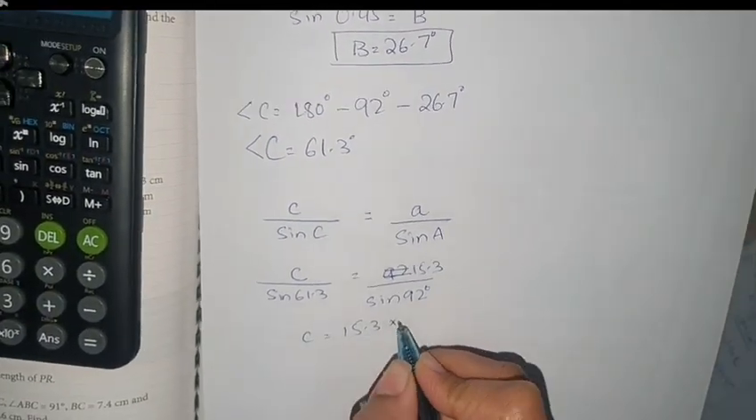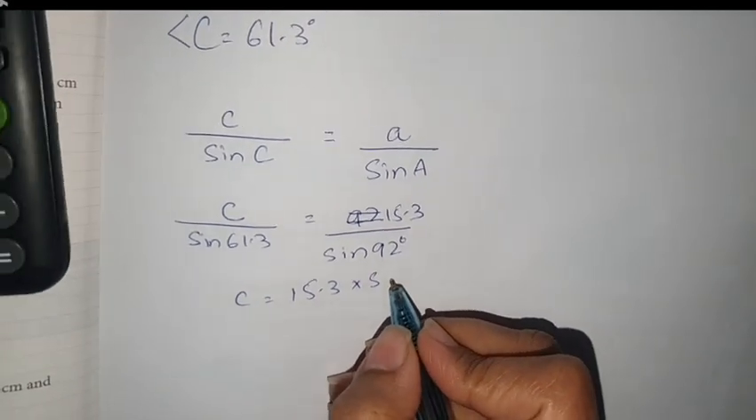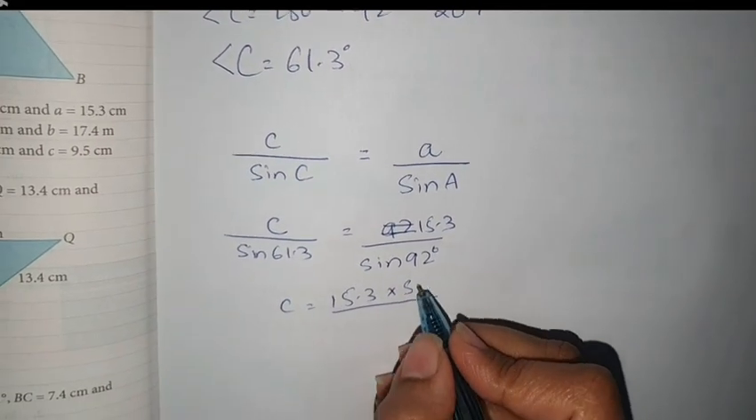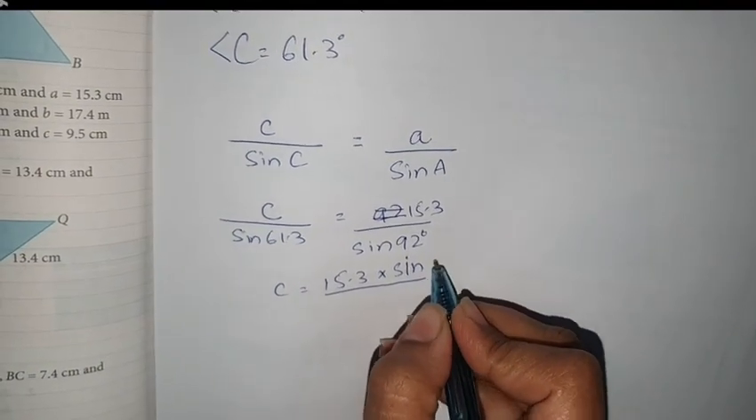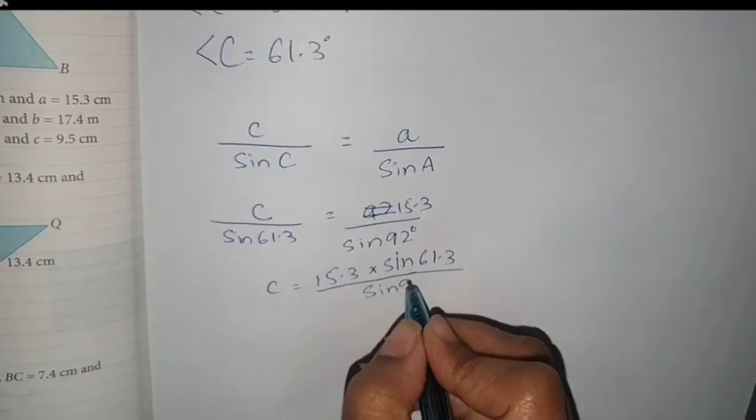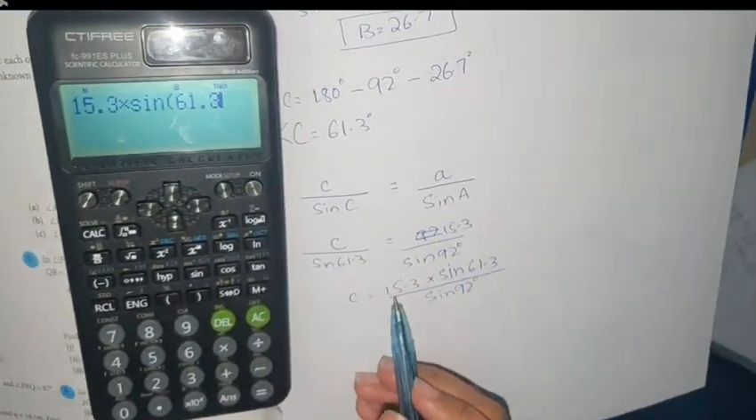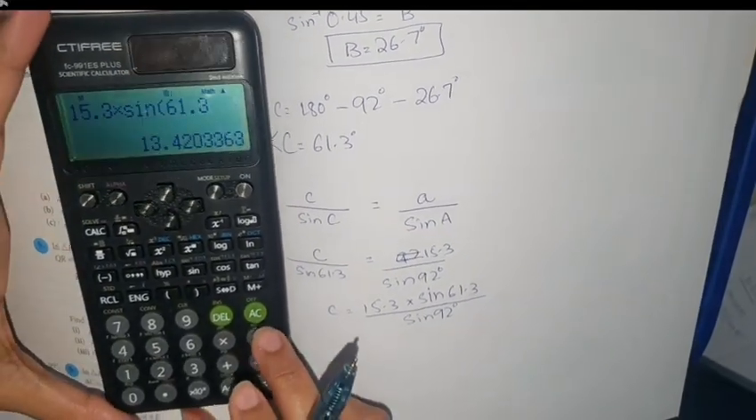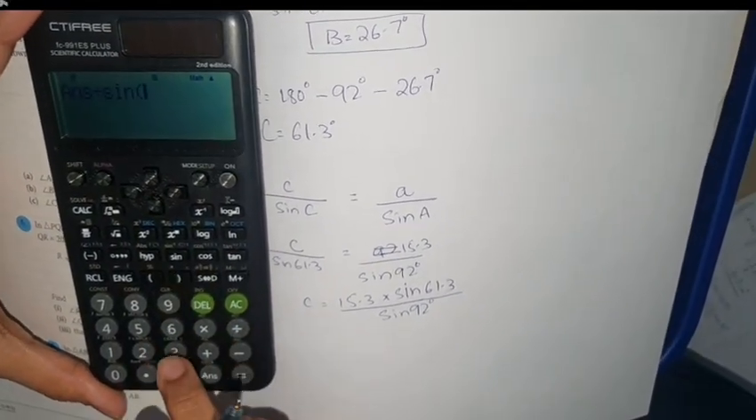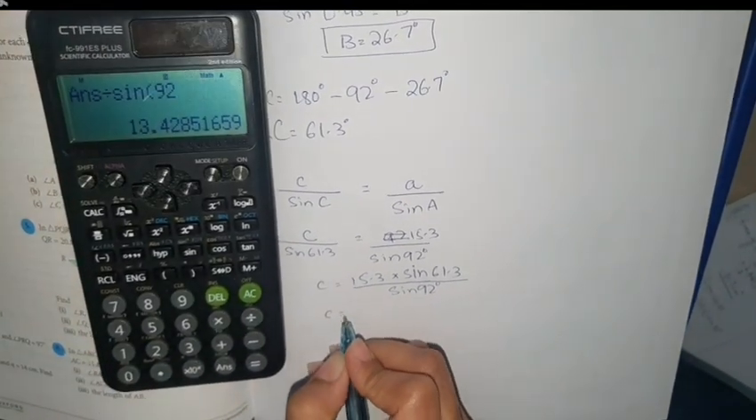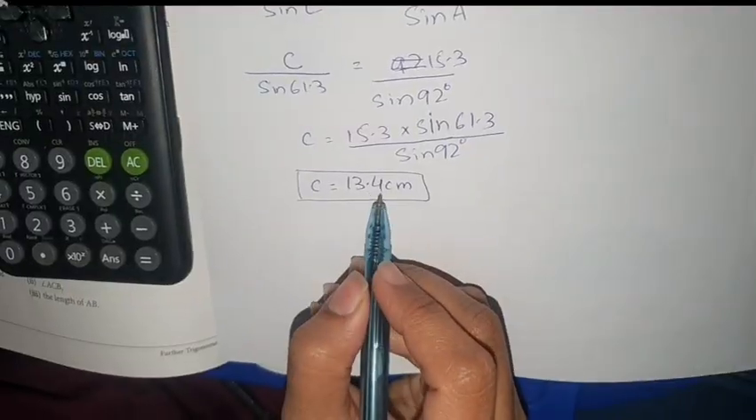15.3 times sine 61.3 is dividing over here. If we shift to this side, it would be sine 61.3, it would be multiplying, and write sine 92 degrees as it is. Okay, now see, I'm using the calculator. 15.3 times sine 61.3 is equal to, now divide by sine 92 degrees, so this is equal to 13.4. So side C is 13.4 centimeters.